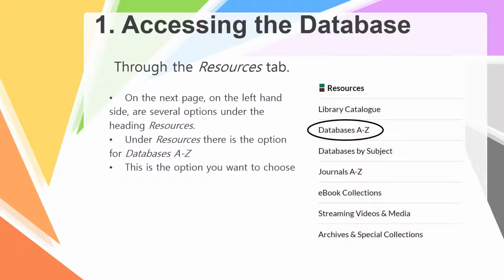which will take you to the next page, which will be mostly blank except for a section on the left-hand side. As you can see on the right hand of this screen, on the left-hand side, you will find a list of resources. Under Resources, there is an option for databases A through Z, and this is the option we are going to want to choose.